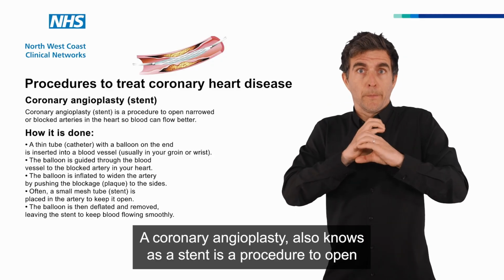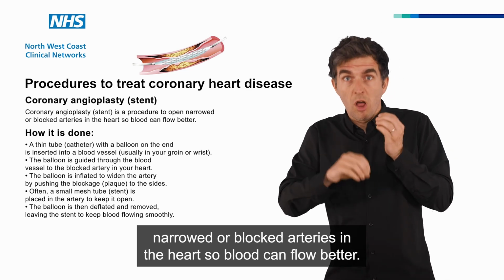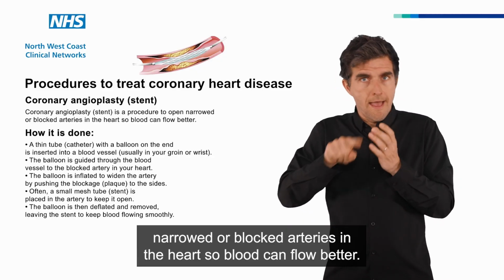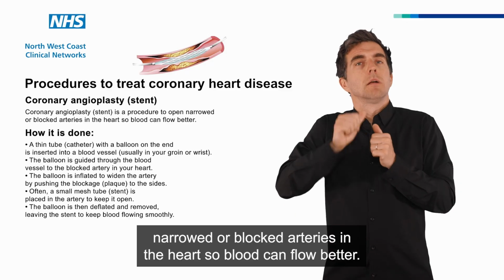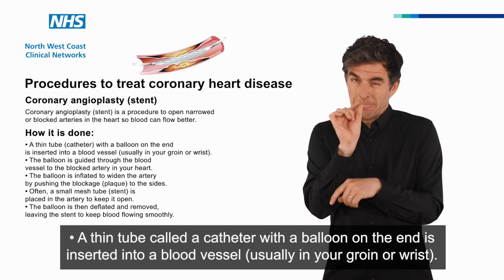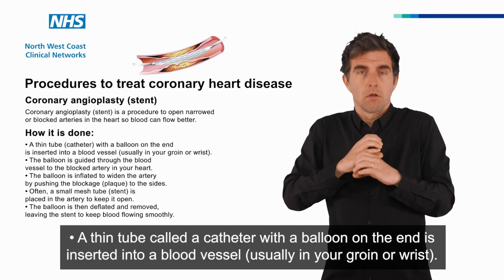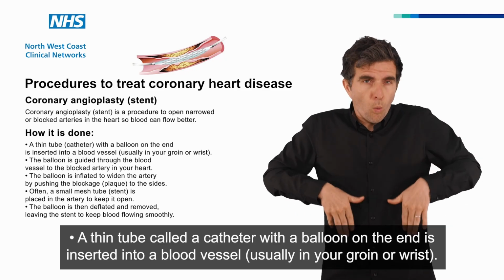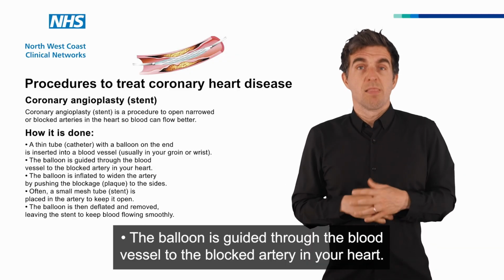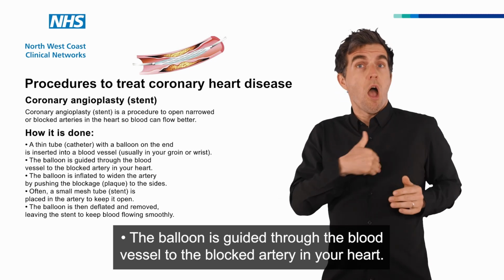A thin tube called a catheter with a balloon on the end is inserted into a blood vessel, usually in your groin or wrist. The balloon is guided through the blood vessel to the blocked artery in your heart. The balloon is inflated to widen the artery by pushing the blockage, plaque, to the sides. Often, a small mesh tube, a stent, is placed in the artery to keep it open. The balloon is then deflated and removed, leaving the stent to keep blood flowing smoothly.